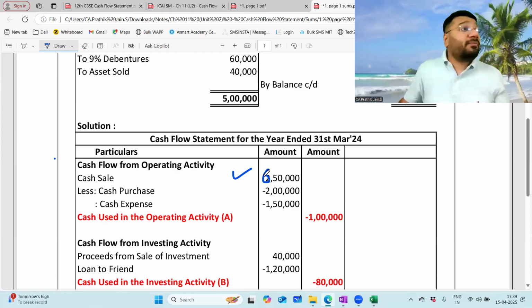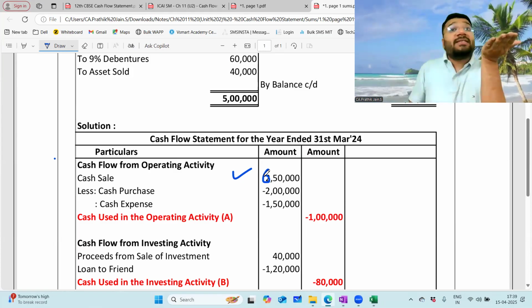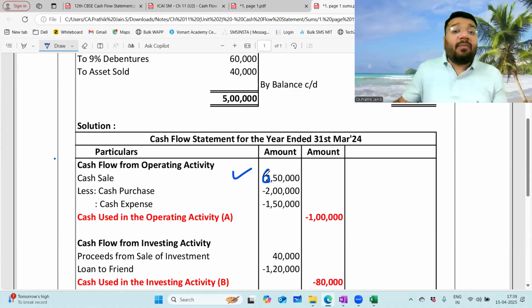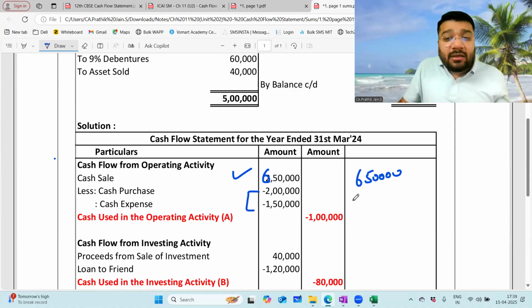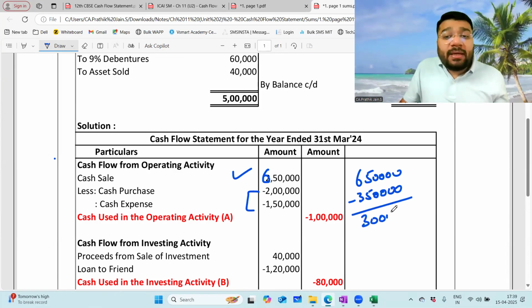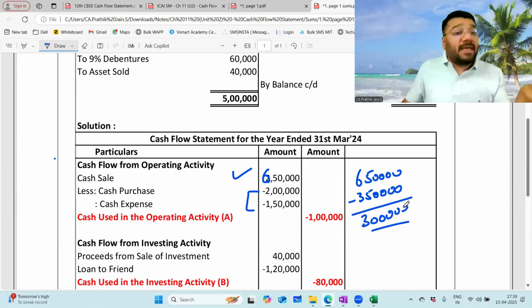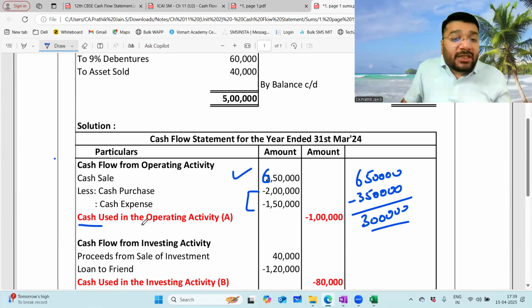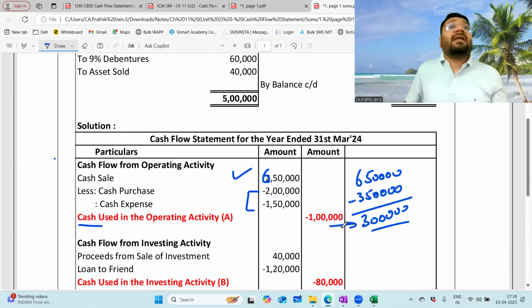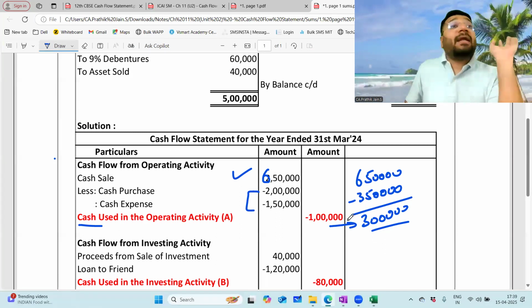Imagine this is not 250 but 650. Cash sale is 650, so how much money is in hand? 650. In that, how much have I spent altogether? 350 spent. 6,50,000 minus 3,50,000, so 3 lakh rupees should be cash in hand. Imagine segments 2, 3, 4, 5 have nothing. So this automatically becomes my cash flow from operating activity.